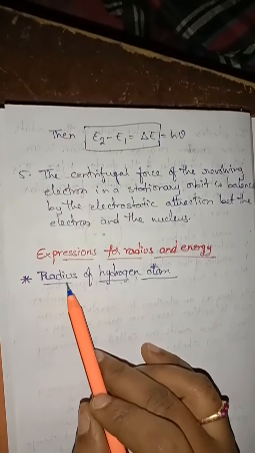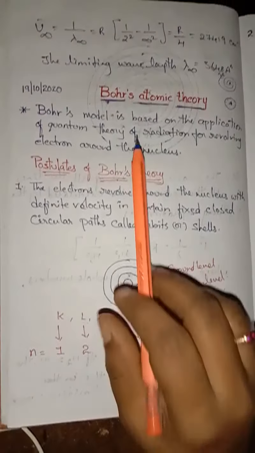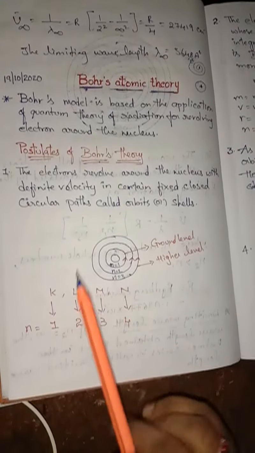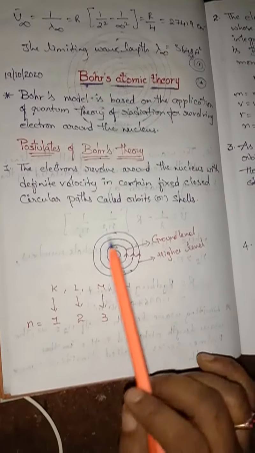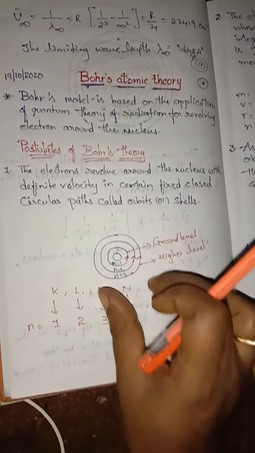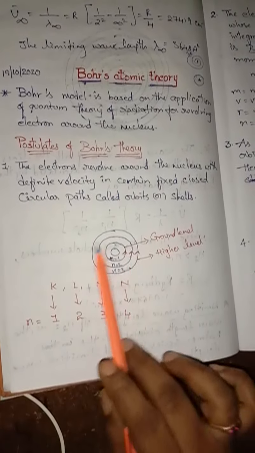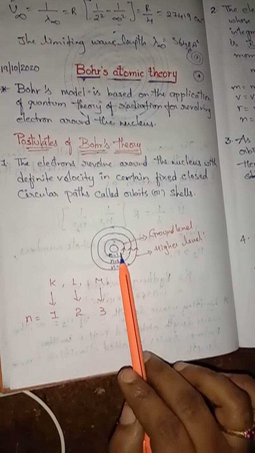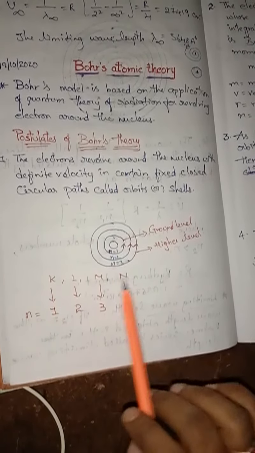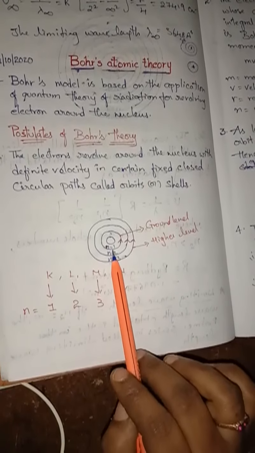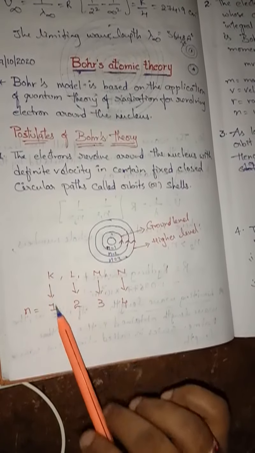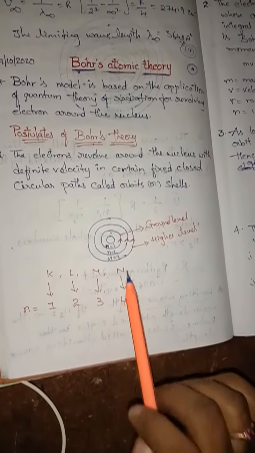And next we are going to see the expression for the radius and energy. So how should we calculate the radius of the hydrogen atom? First of all, are you clear about Bohr's atomic theory, children? Bohr's theory has some important points. First point, the electron revolves around the nucleus with a definite velocity in a fixed closed circular path. Each path is called a shell or an orbit, and they are given particular names, the K, L, M, N shells, and numbers, the quantum numbers, n equal to 1 is the K shell, 2 is L, 3 is M, 4 is N.